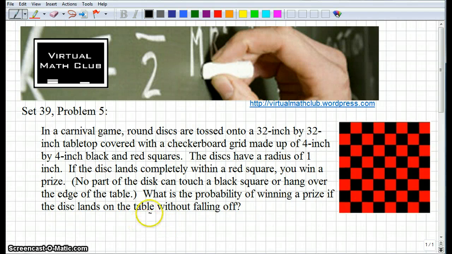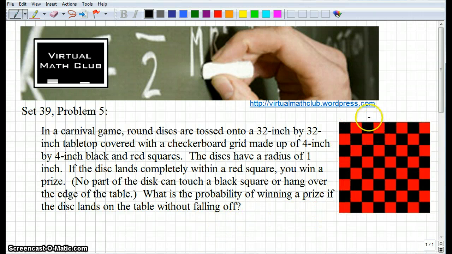Alright, problem number 5. In a carnival game, round discs are tossed onto a 32-inch by 32-inch table top covered with a checkerboard made up of 4-inch by 4-inch red and black squares. The discs have a radius of 1 inch. If a disc lands completely within a red square, you win a prize. And it says no part of the disc can touch a black square or hang over the edge of the table. It has to be completely within the red square. What is the probability of winning if the disc lands on the table without falling off?